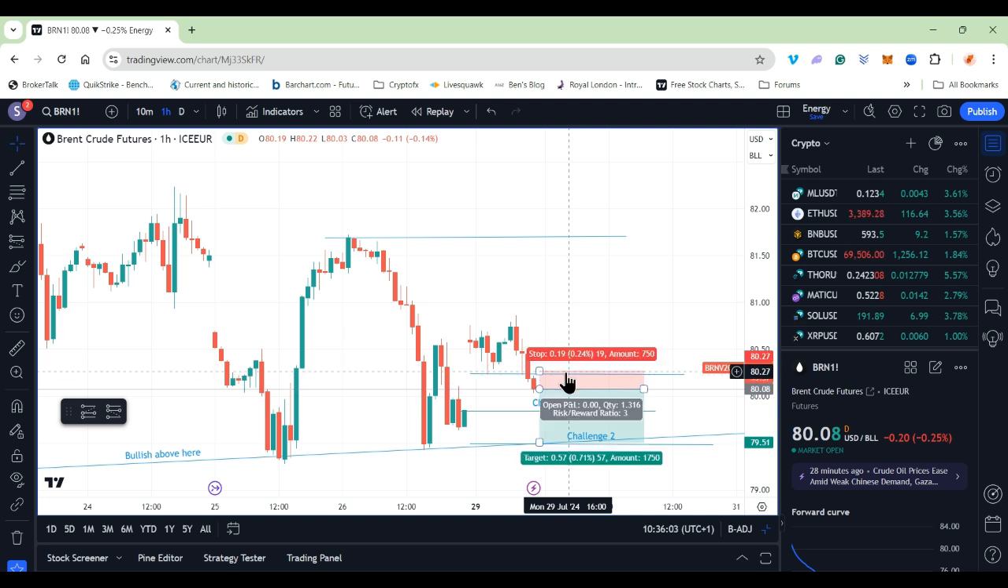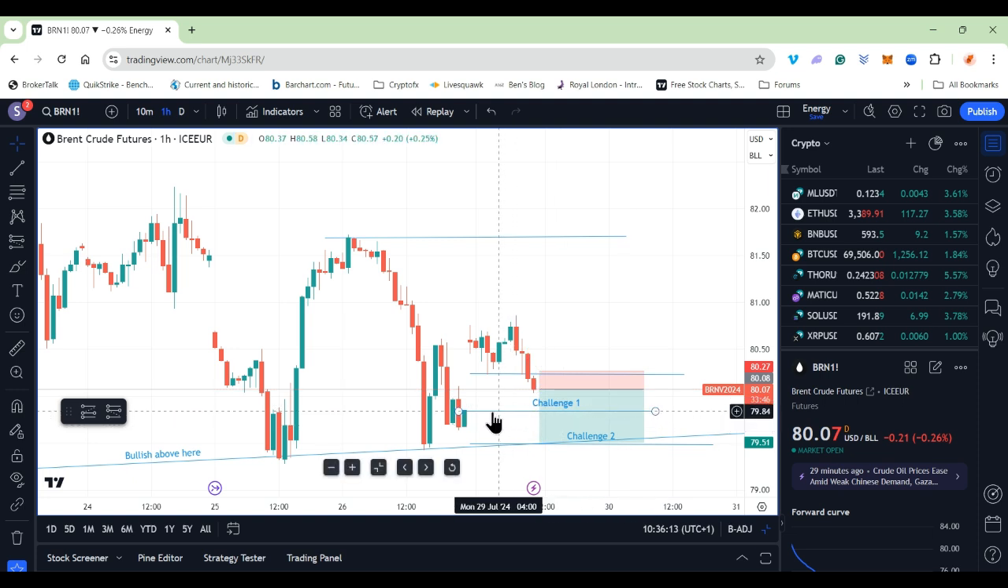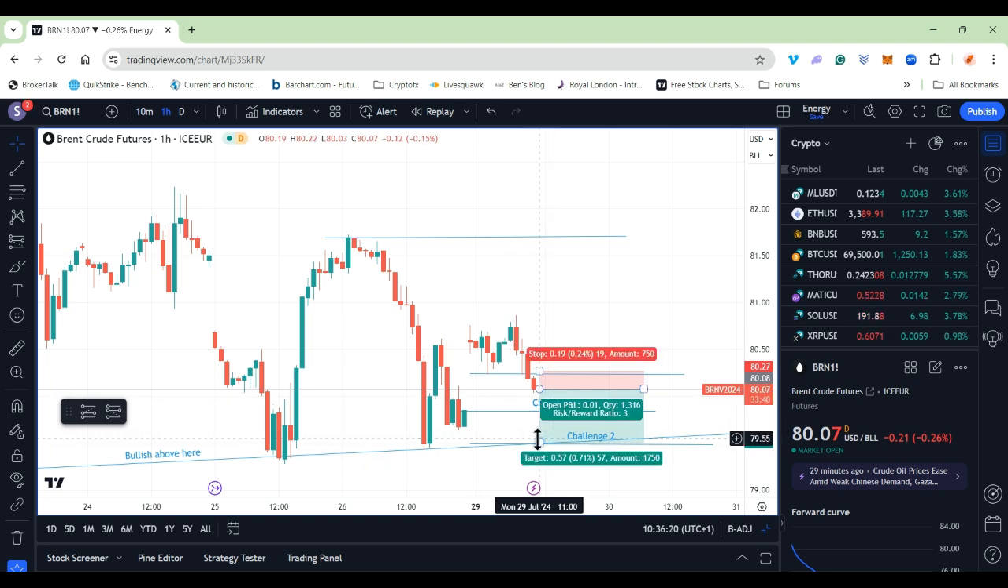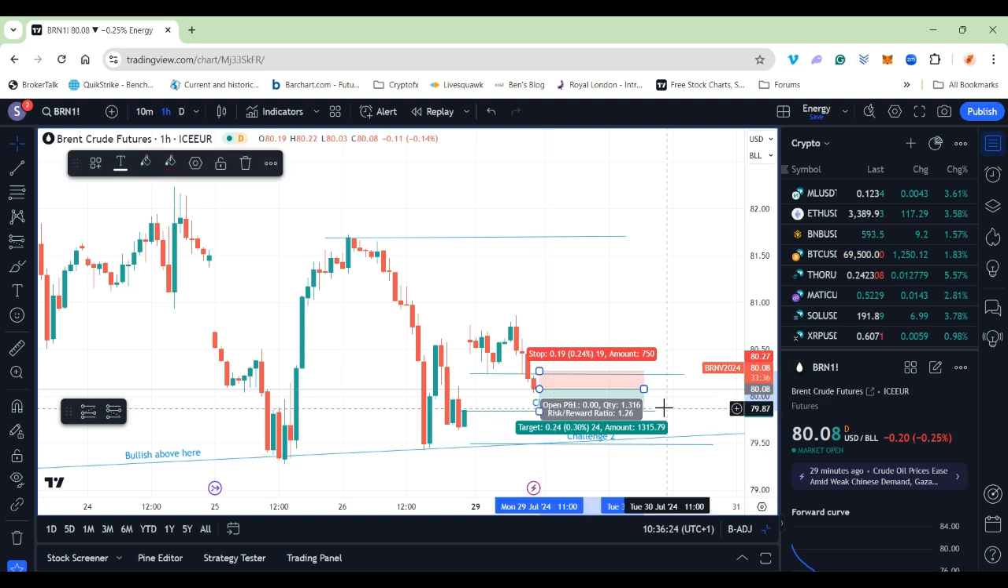So if it goes wrong, we know where we're getting out. Done. So downside's managed. Then if we're going onside and we get into some profit, we know that our first challenge is to close this gap. Okay. So if we're going onside, if that was just our initial risk reward and that was our exit, we'd only have a risk reward of 1.26, which isn't the best.